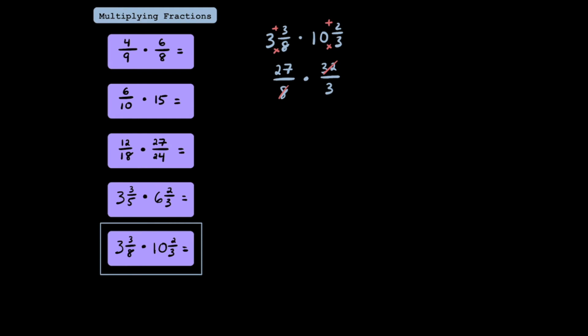This 8 and 32 have a greatest common factor of 8, so 8 divided by 8 is 1, and 32 divided by 8 is going to be 4. This 27 and 3 have a common factor of 3. 3 goes into 27 9 times, and 3 goes into 3 1 time. Multiplying these leftover numbers together, we have 9 times 4, which is 36, and we have 1 times 1, which is just going to be 1. Our final product here is going to be 36.